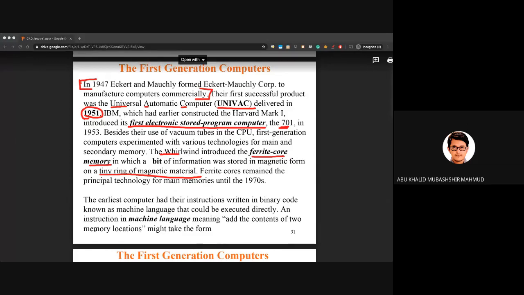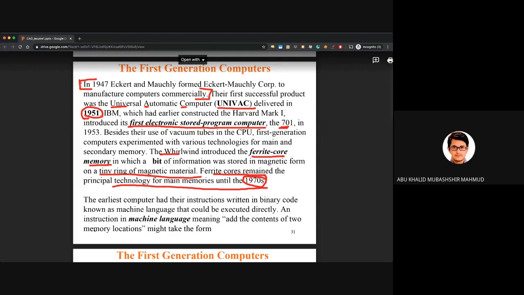And it was another breakthrough that we will come to see. Ferrite cores remained the principal technology for main memories until the 1970s. So we know that the fourth generation of computers started its journey during 1971. Up till that moment, ferrite core memory was the latest memory technology for computers.